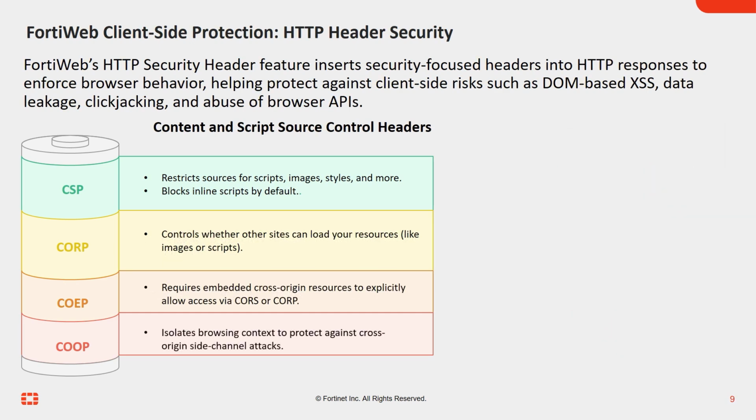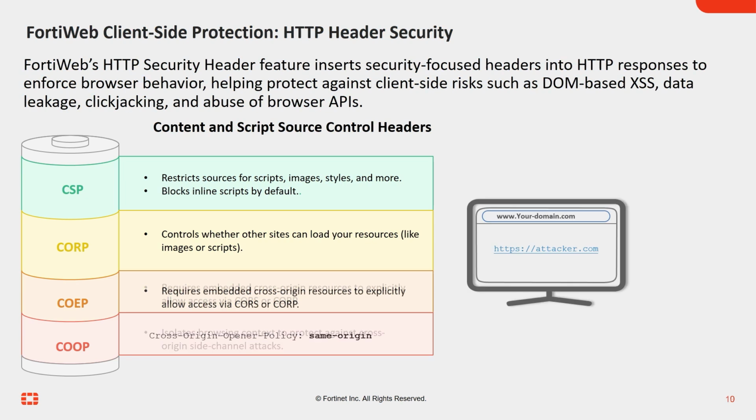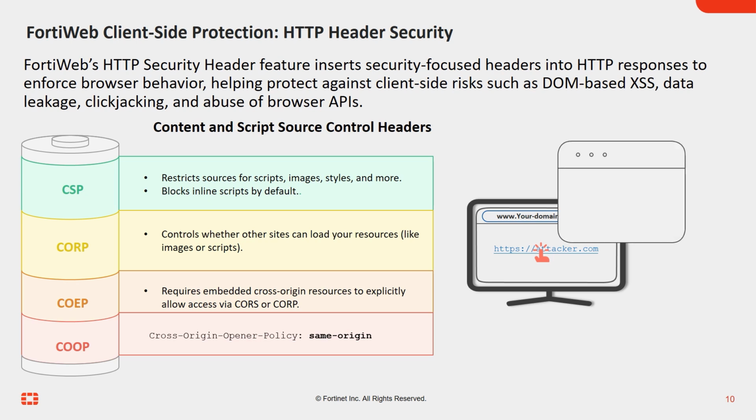The COOP header isolates browsing context to protect against cross-origin side-channel attacks. For example, a user on your site clicks a malicious link that opens a pop-up window. Without COOP, the new tab, attacker.com, could access window.opener and potentially manipulate or read data from your site, like redirecting the user, changing DOM elements, or stealing sensitive information. With COOP, the browser isolates your site's context. Window.opener is set to null, and the two pages can't share context or memory, blocking that risk.